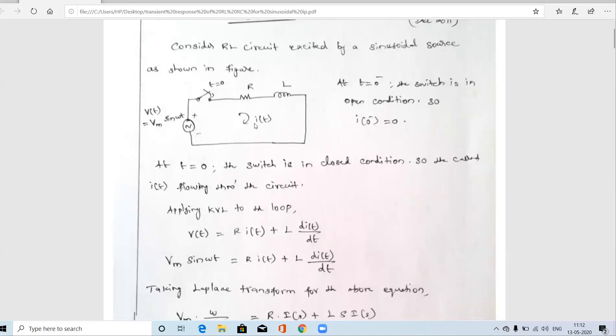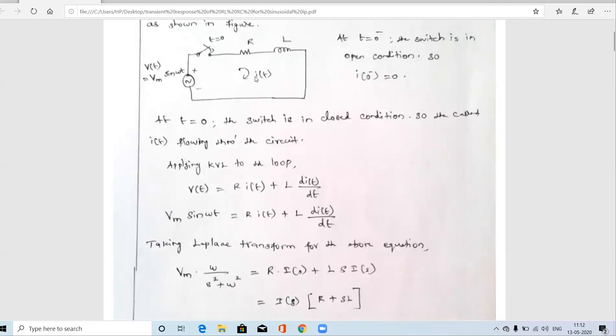So we have to apply KVL for this circuit. According to KVL, this input signal V of t equals, what is the voltage across the resistor? The voltage across the resistor is R into I of t. Then what is the voltage across the inductor? L into di of t divided by dt.